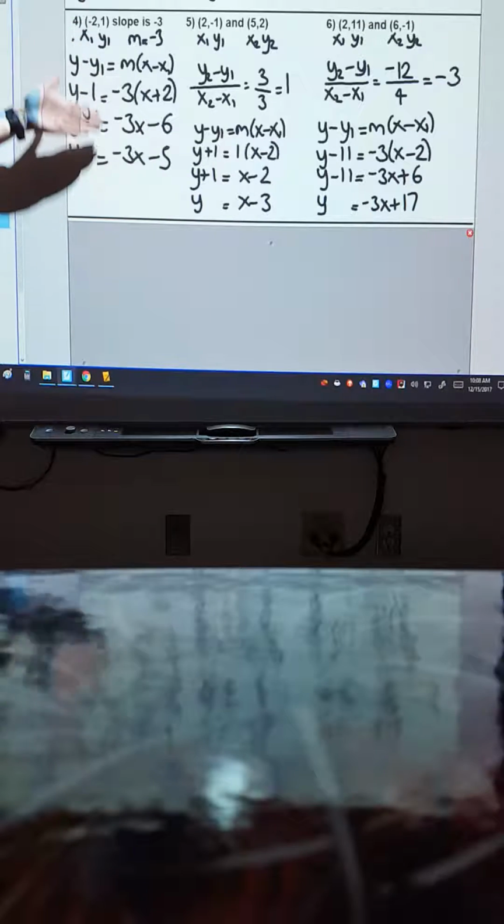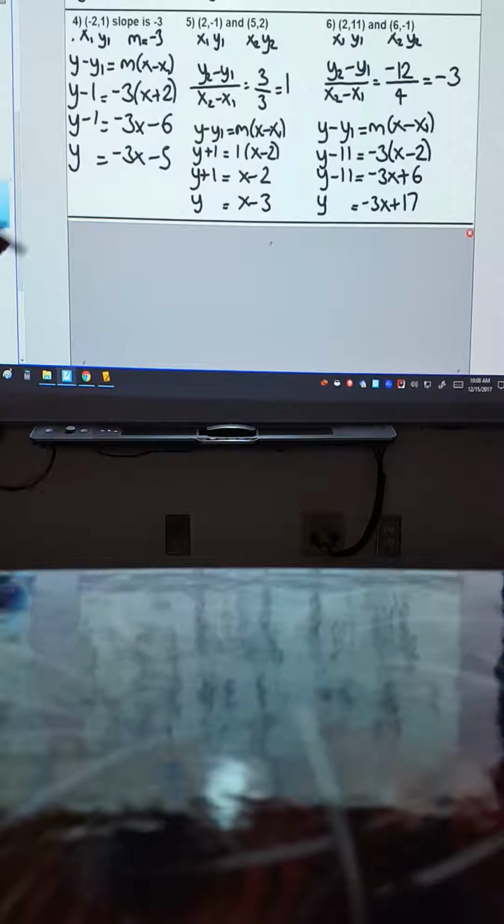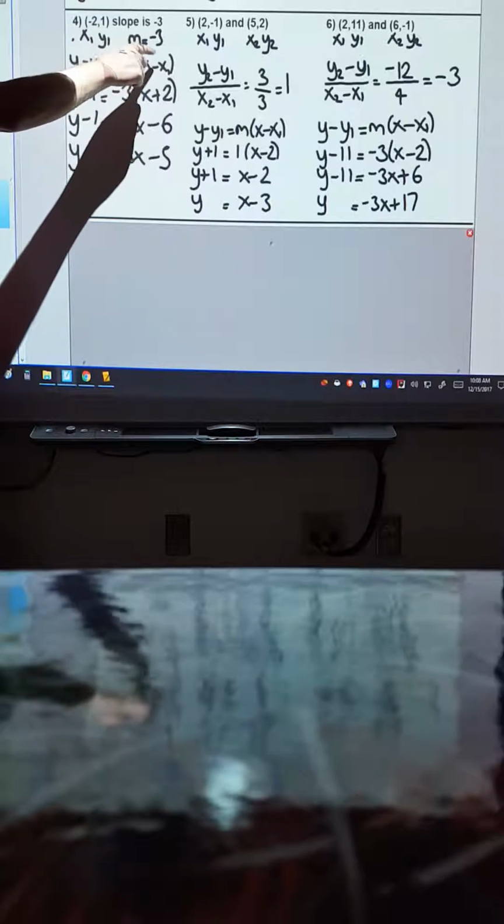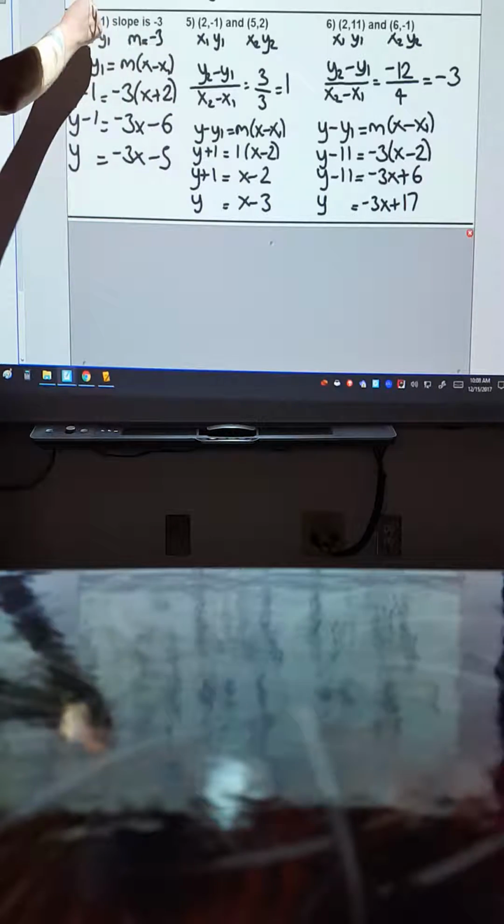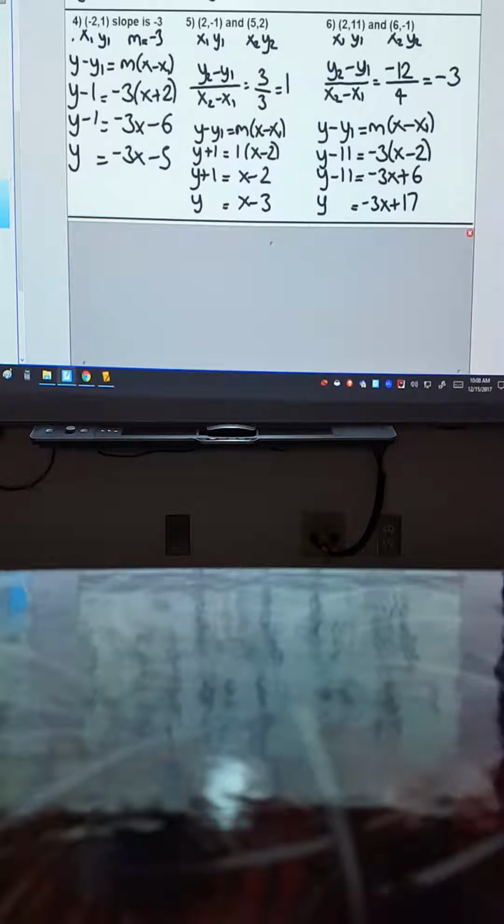Question 4 has one more question. I'm going to let you look through at your leisure. One thing to point out for this one, notice we also have x1 as -2 here. So when we subtract -2, that's going to give us a +2.